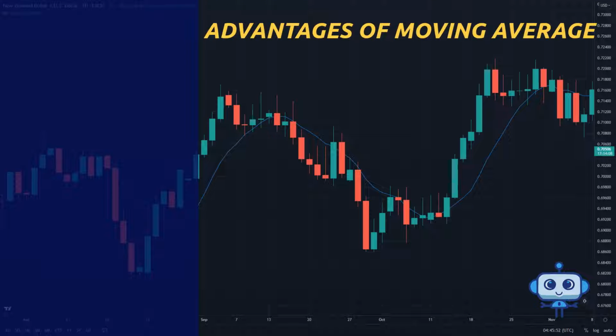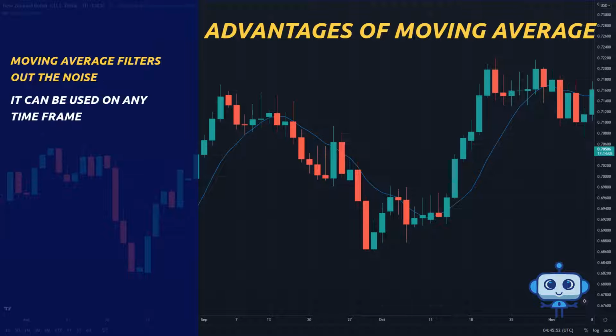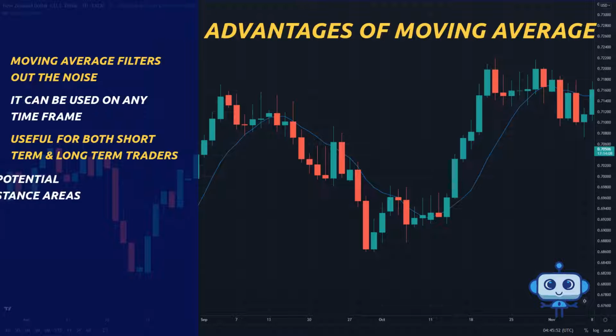In technical analysis, there are several advantages of using a moving average. The first and foremost advantage is that it simply filters out the noise created by random price fluctuations. This helps traders to analyze the price movement from a different perspective and make better decisions. Another advantage is that it can be used on any time frame, meaning it is equally useful for long-term and short-term traders. It indicates the potential support and resistance areas, and also informs the traders about the trend direction.